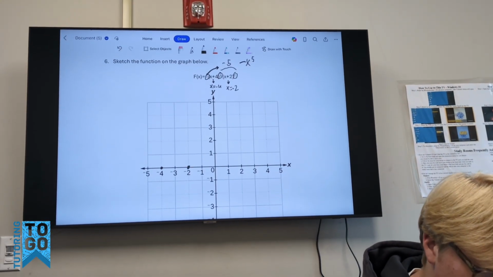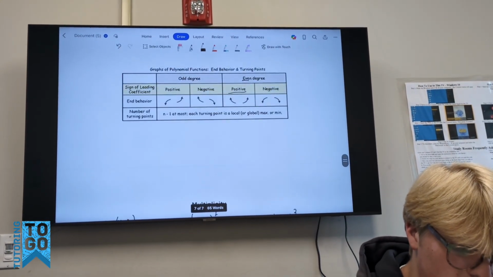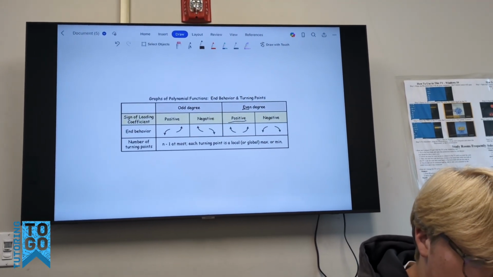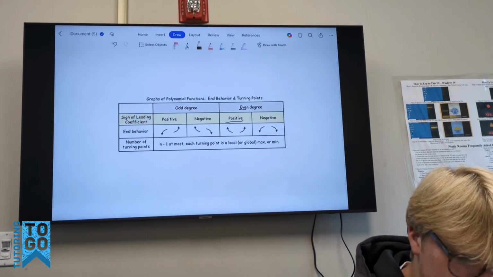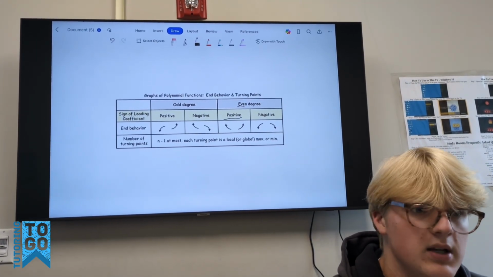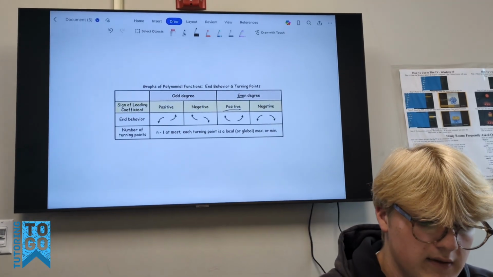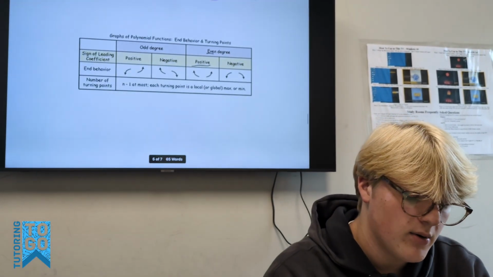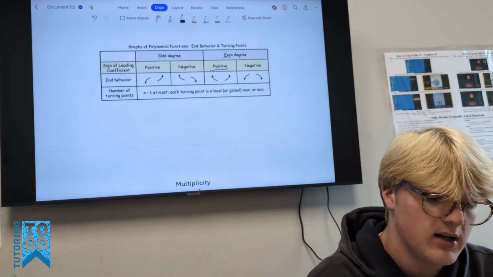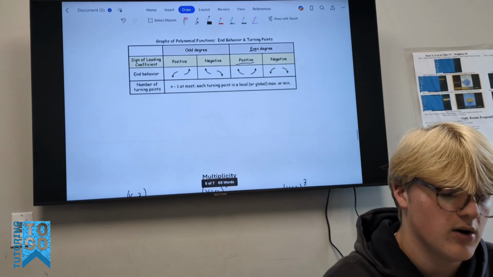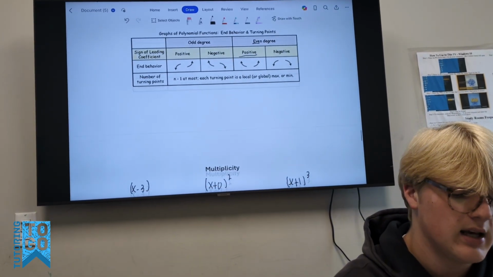And then if we go back to our chart, a normal odd degree function, if it was positive, would go up on the right side and down on the left side, because if the x values are negative and they're cubed, that would get a negative answer, but if the x values are positive, it would get positive values if they were cubed. But when we do negative, which would be the opposite, the negative values would then get positive results, and the x values on the right side would then get negative results.